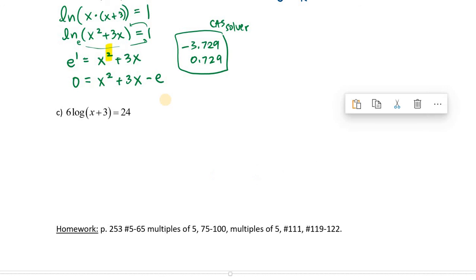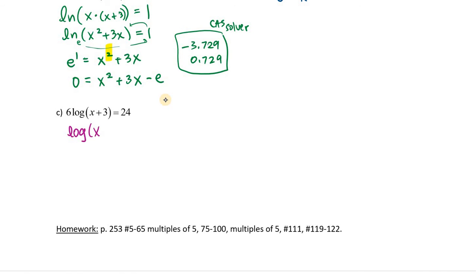We're going to start by isolating the log as best you can. So I'm going to divide by 6 on both sides. So log x plus 3 equals 24 divided by 6, which is 4. Remember, log without a base is base 10. So this is 10 to the 4th equals x plus 3.